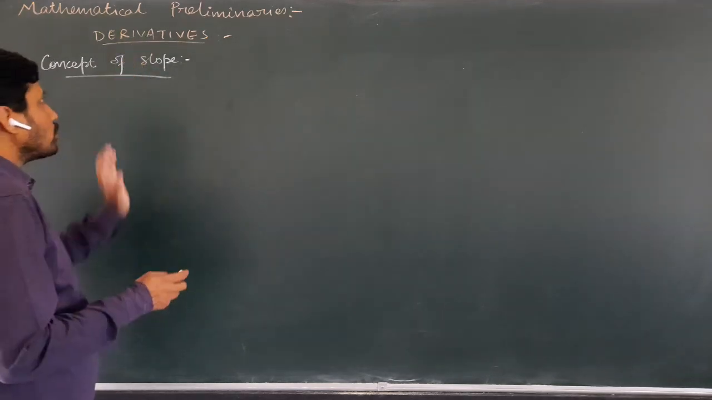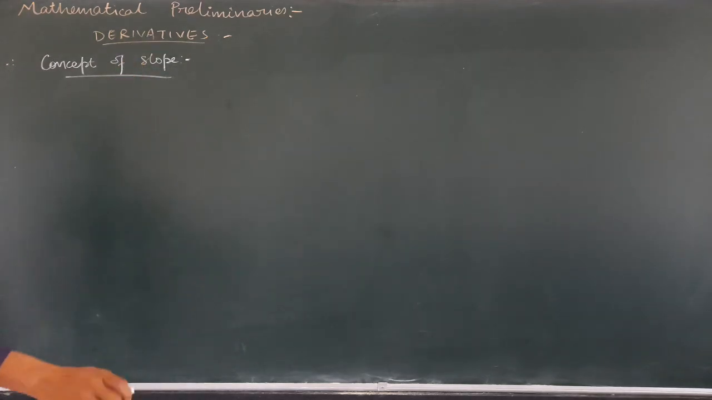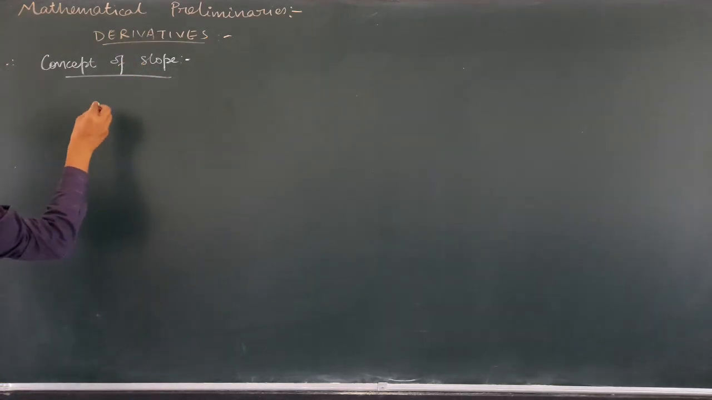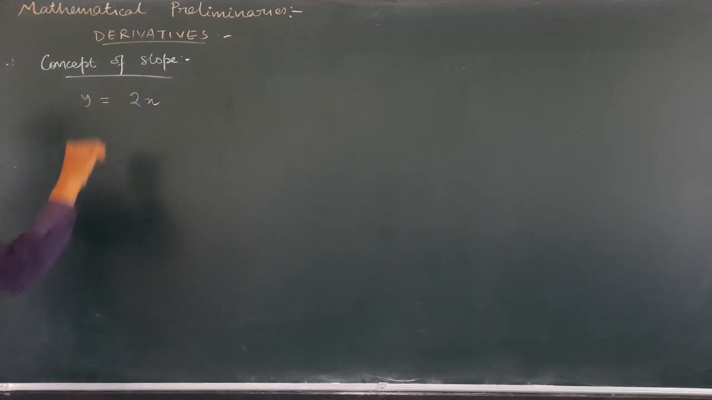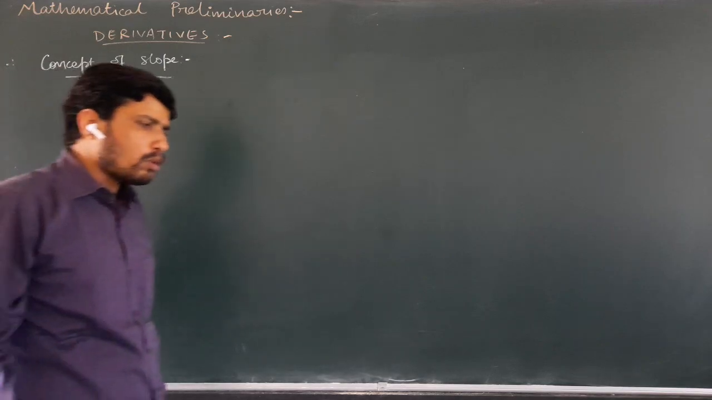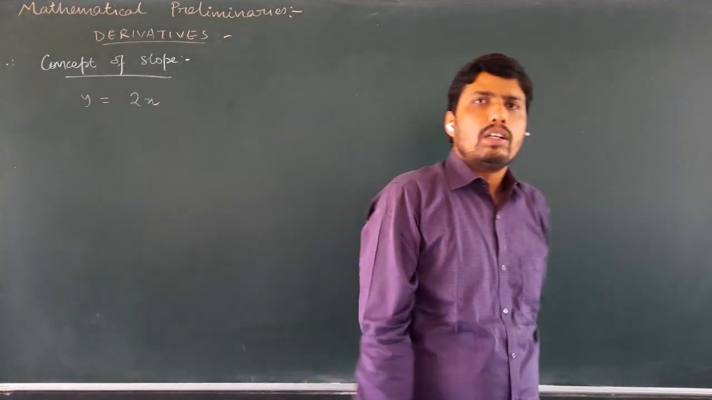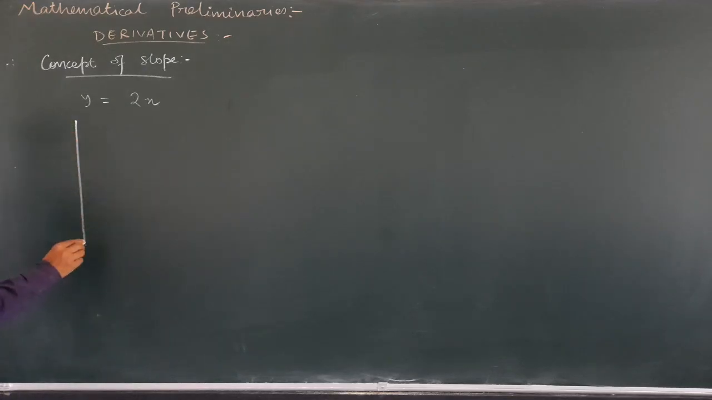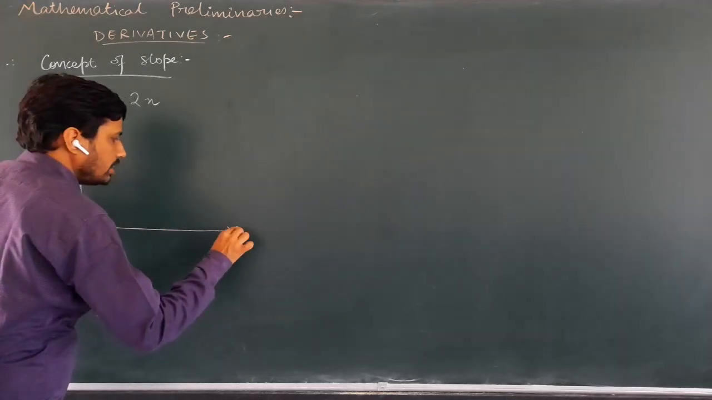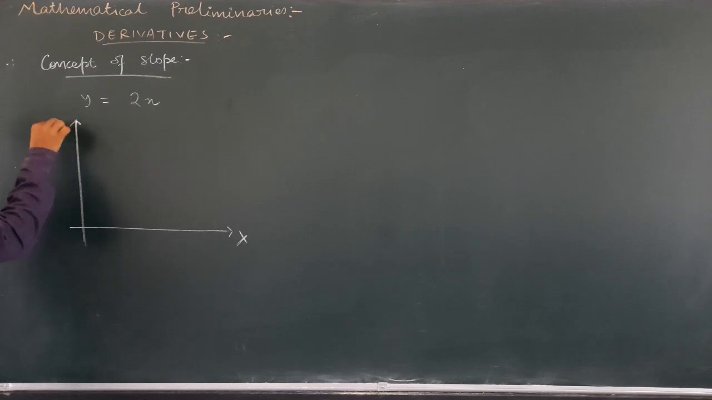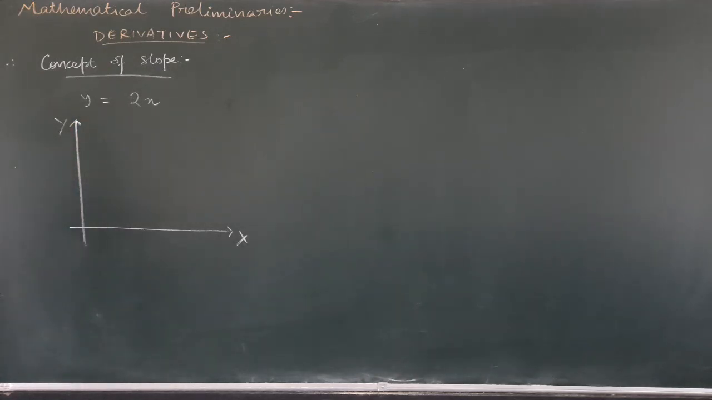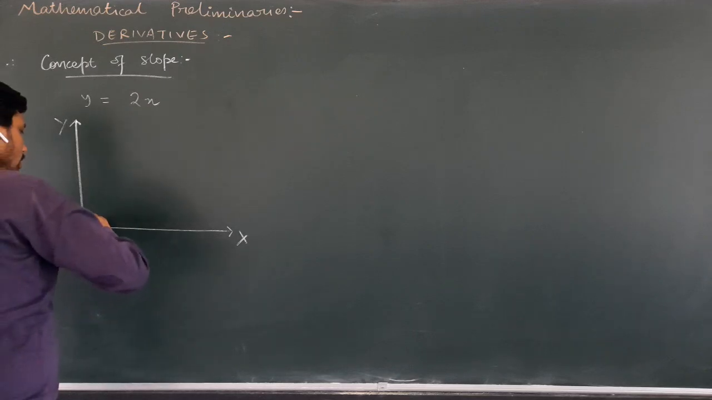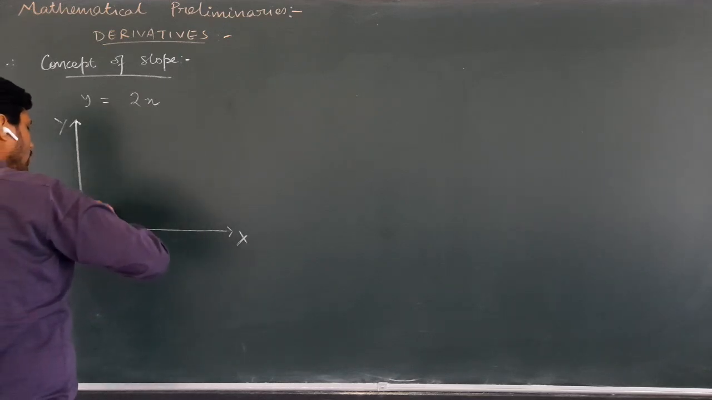Before directly jumping over to derivatives, first I would like to introduce the concept of slope. Suppose I have a line y is equal to 2x. If we plot the graph of this equation y is equal to 2x, you will get a graph like so. Suppose this is x-axis and this one is y-axis. So this equation will be a straight line passing through origin, and it will be something like so.